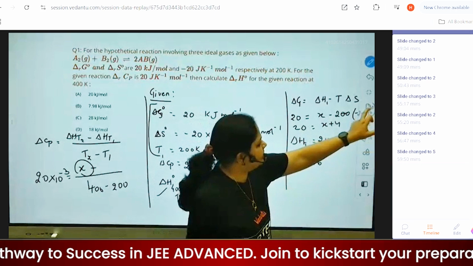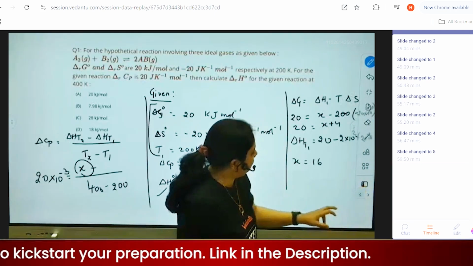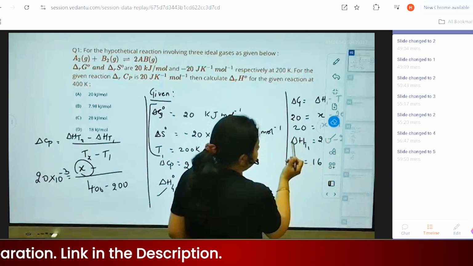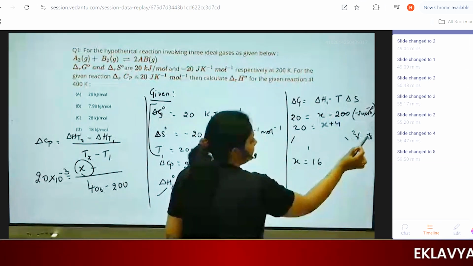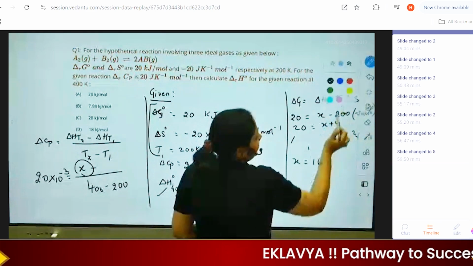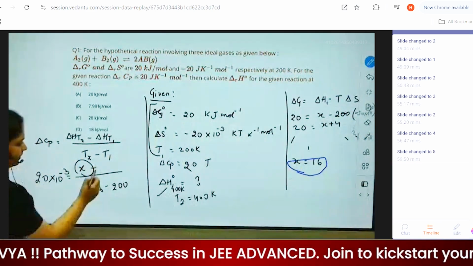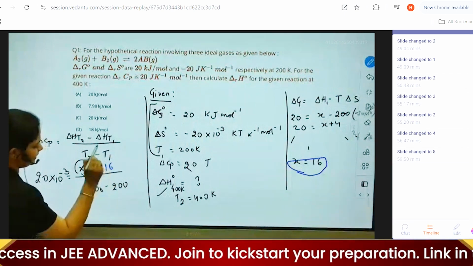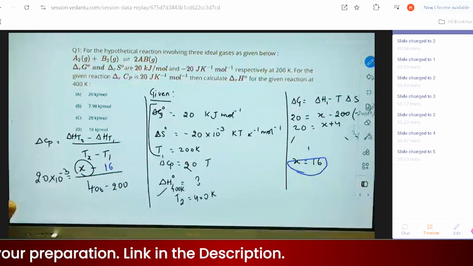We can even skip this step. Simple calculations we can do here. So we got x is 16. What is this x? This is this one. This I'll substitute here, 16. I have found it out with the help of the given values. So now I have to solve for this.